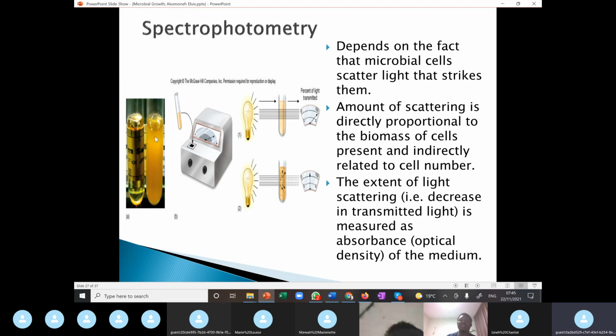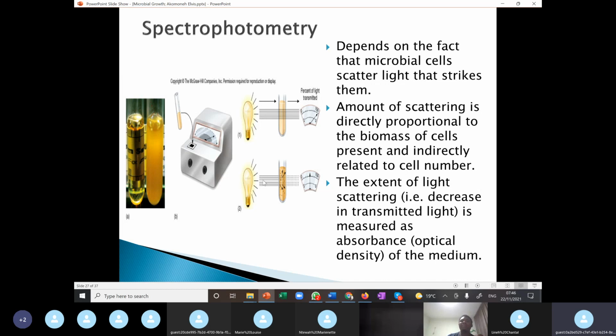The more cells we have in our sample, the more the scattering of the light. So the more turbid our sample is, and turbidity is directly proportional to the number of cells or the level of contamination of our sample, the more scattering of the light we experience in the spectrophotometer, and the lesser the amount of transmitted light we will be able to detect.